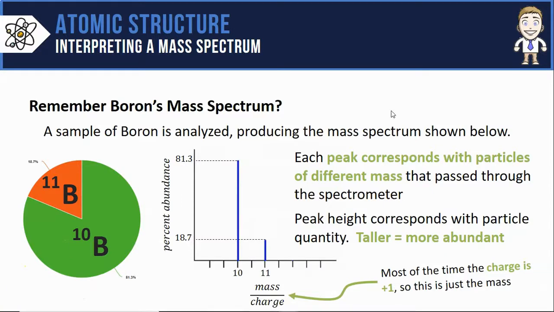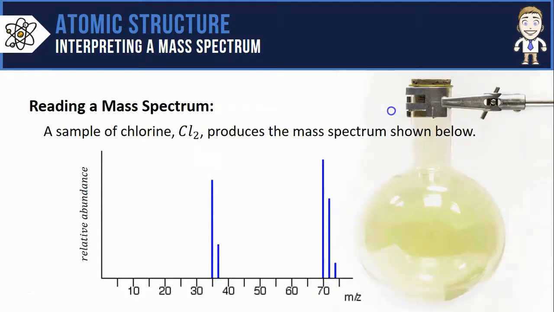In this video, we're going to interpret a second mass spectrum, this time a slightly more complex example. So here we're talking about a sample of chlorine gas, that's Cl2. If you put chlorine gas through a mass spectrometer, it's going to produce something like the mass spectrum shown below. Right away, you'll notice it seems a little bit more complex. I have 5 distinct separate peaks that we have to explain and account for.